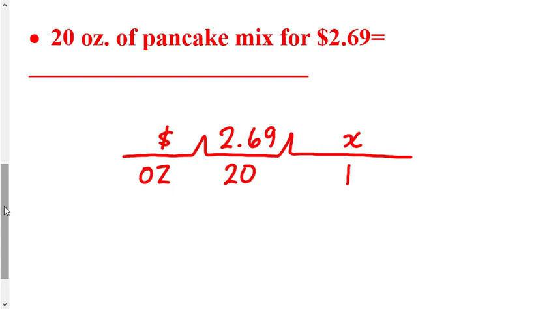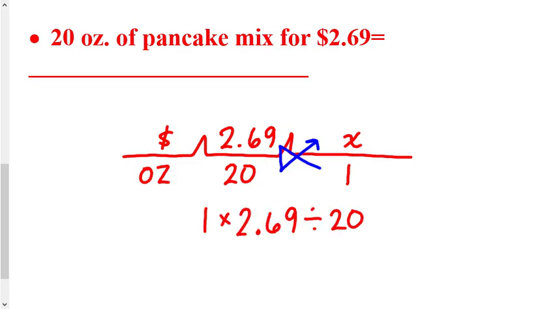And we can solve this using the cross multiply and then divide. So we're going to multiply 1 times $2.69 divided by 20. And that's going to give us the value of our variable. So that's what that problem is going to look like. 1 times $2.69 divided by 20. And when I solve that, numerically speaking, I'm going to get this answer, 0.1345, or in other words, 1,345 ten-thousandths.